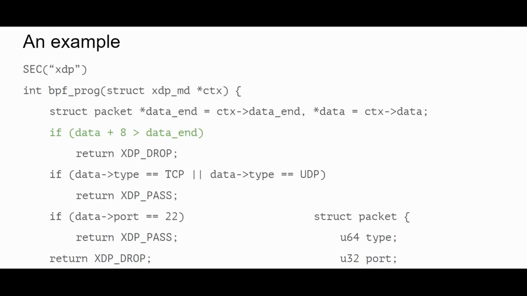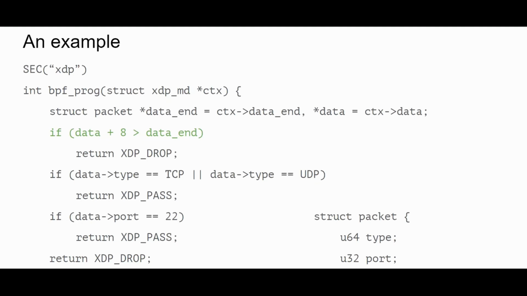So if we check data plus 8 is greater than data end, we know that the space between these two is less than 8 bytes. So our program is not useful if that is the case, and we just drop the packet. But usually, when you parse packets, the Ethernet header and the IP header are already there, and then it checks the type. So this is a simplified example. This is not how you would do it, but it fits on a slide.